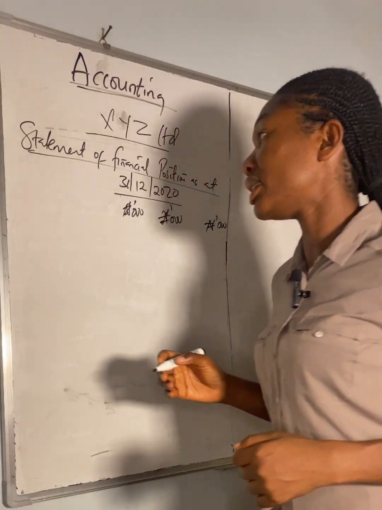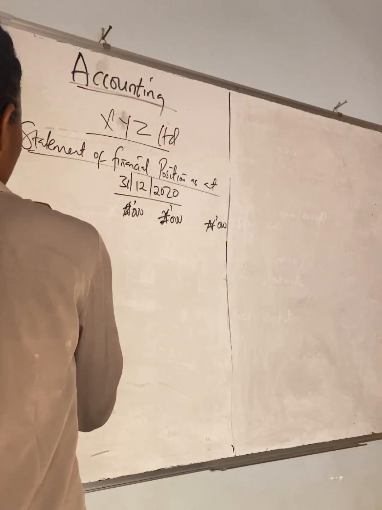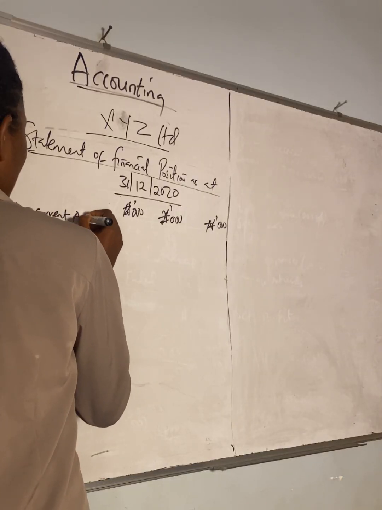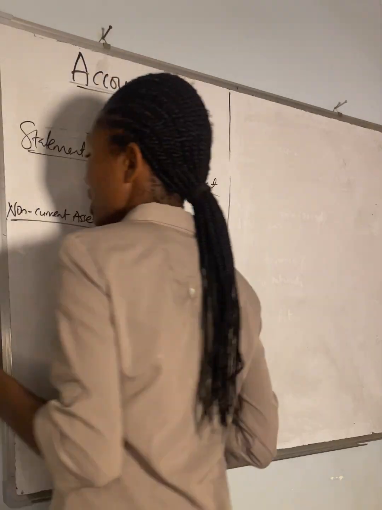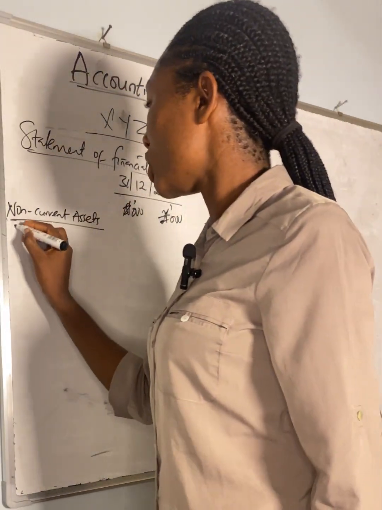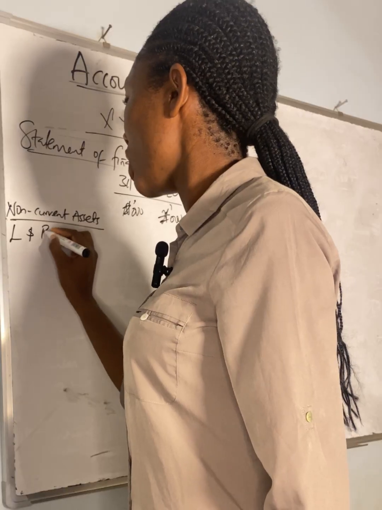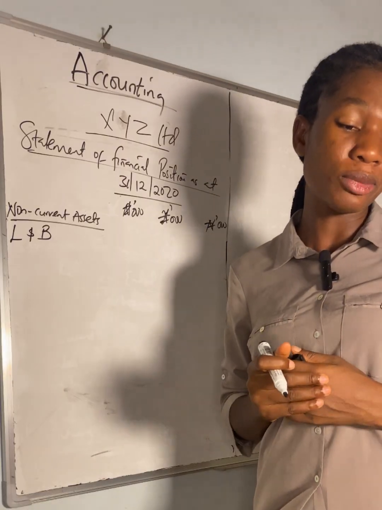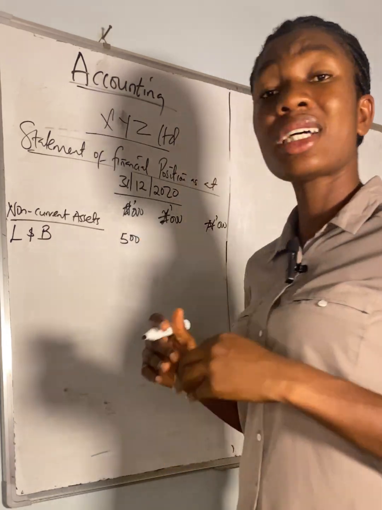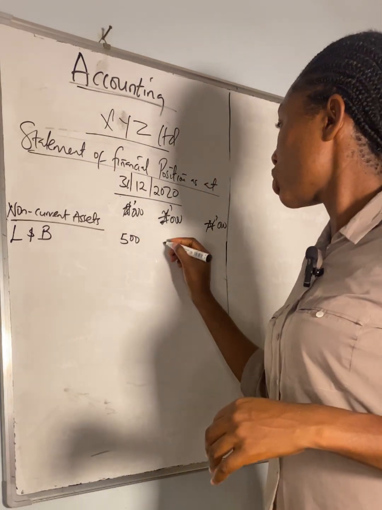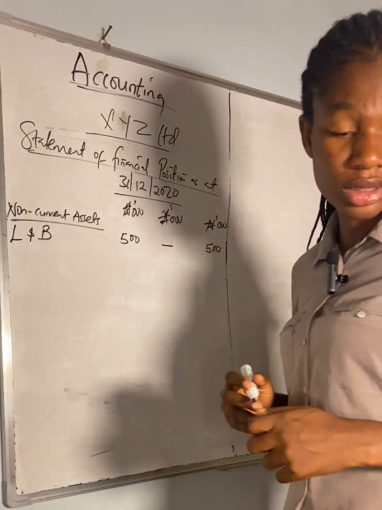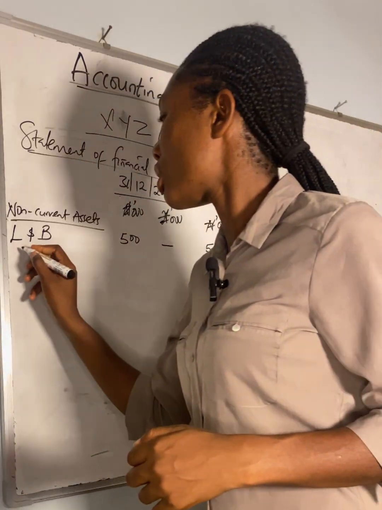So I'm going to be starting, like I said, with non-current assets. So the first thing we have is land and building. I can use L and B for land and building. So your land and building is 500,000. Like I said, there's no accumulated depreciation, so it is a dash. That means your net book value is still what? 500,000.